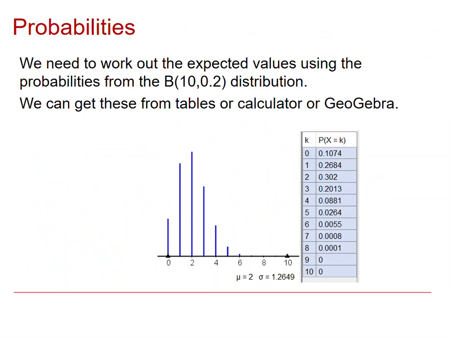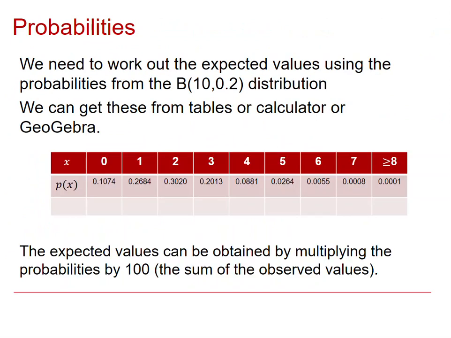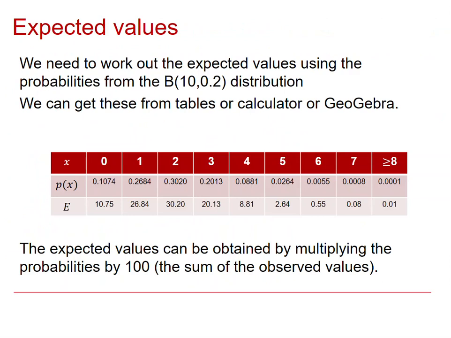The first thing we need to do is calculate probabilities from the given distribution. You can do this from tables or your calculator, and you can see here I've calculated the 10 probabilities from GeoGebra. The next thing we need to calculate is the expected values for this distribution, and we do this by multiplying by the total frequency of the observed values. In this case that's 100. So multiplying each of these probabilities by 100 gives us the following expected values.